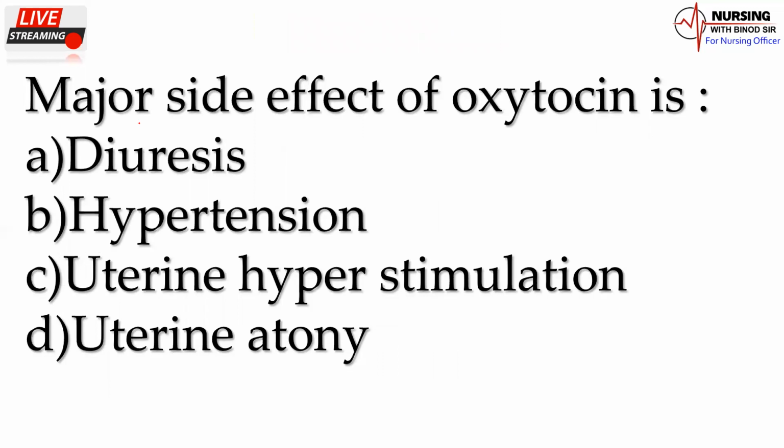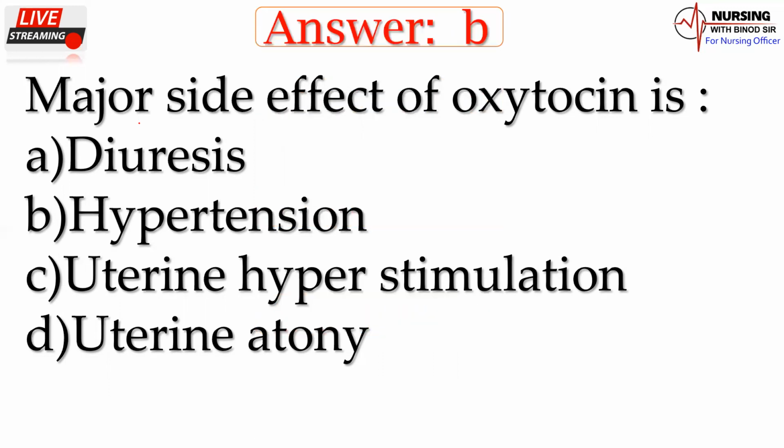Major side effect of oxytocin is diuresis, hypertension, uterine hyperstimulation, uterine atony. So what would be the right answer? Right answer would be the hypertension. You must have to remember this one.